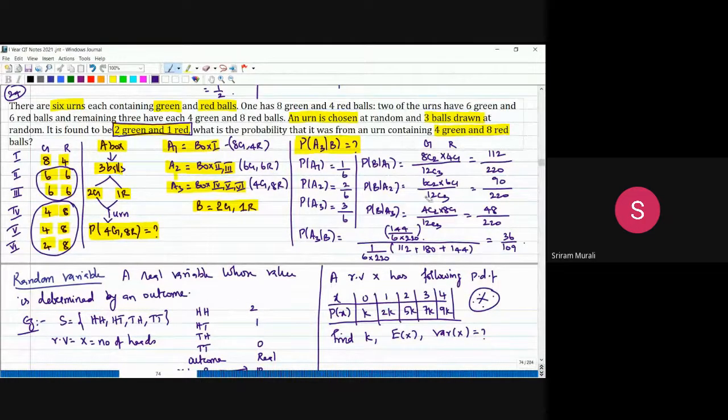Second case, we again have 12 because 6 plus 6 is 12. We are taking 3. So again it is 6C2 into 6C1, you know why? Because every box has got only 6 of each in boxes 2 and 3. The last case is again 12C3. In that, I should take 4C2 into 8C1. So you get 112 by 220.